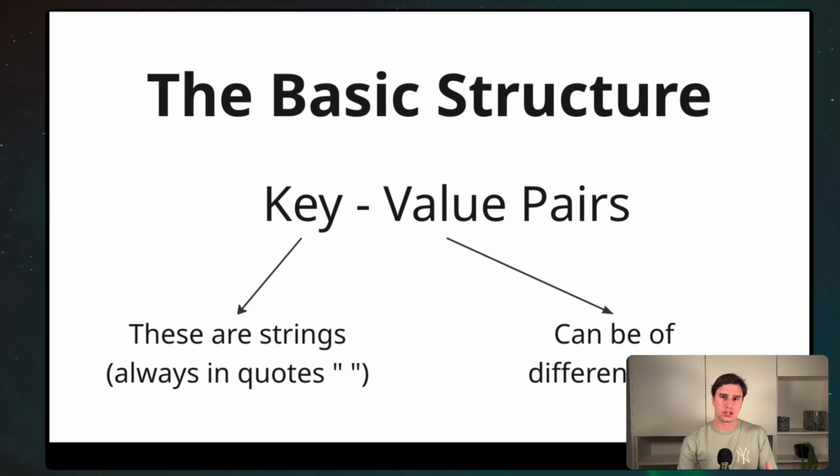What is the structure of a JSON? The basic structure is, and in the next slide we're going to see it in detail, that a piece of text is always described by a key and a value. This is called key-value pairs. You will notice that keys are always in quotes, and therefore they are strings. Values, on the other side, can have different types. Let's go straight into an example.